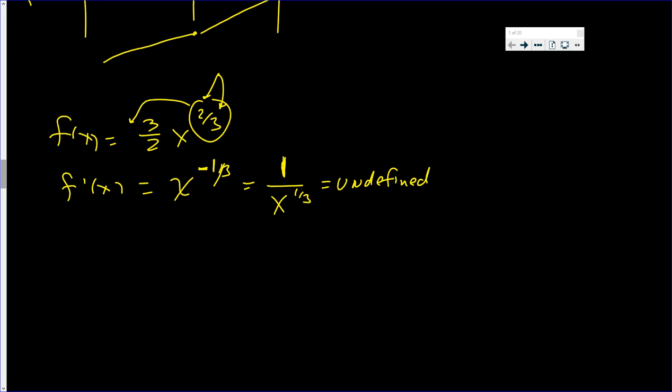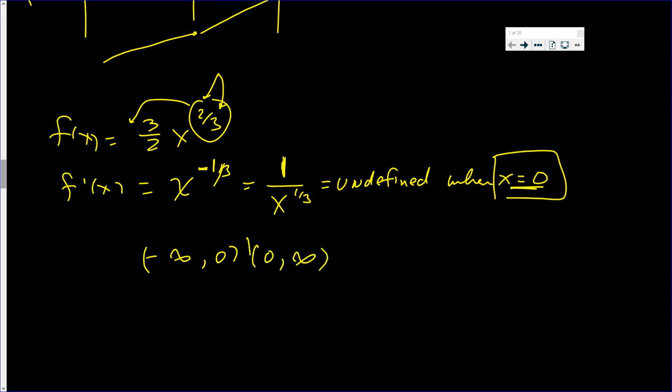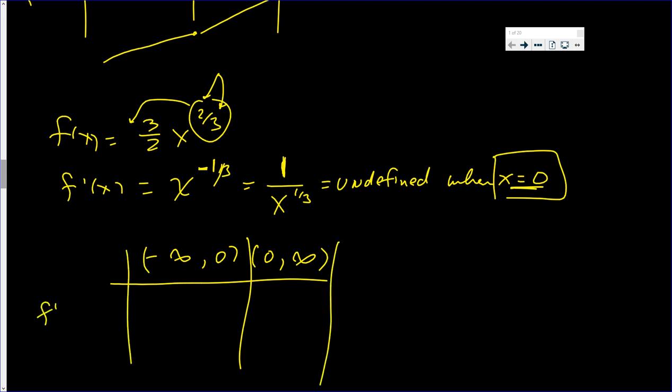So this is undefined when x equals 0. And there is no derivative when x is 0. Okay, so that's the only number that came up. So we're going to go from negative infinity to positive infinity, just stopping at the critical values. In this case, it's just 0. Just like in the last problem. However, this time, it's for a different reason. It's because the derivative is not defined.